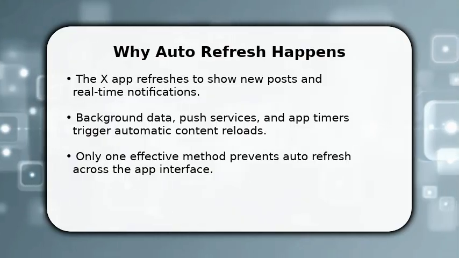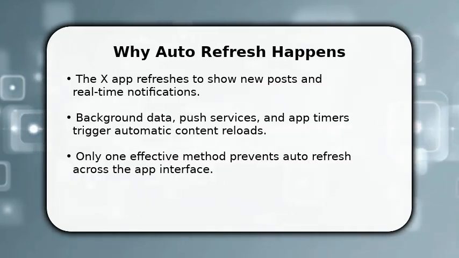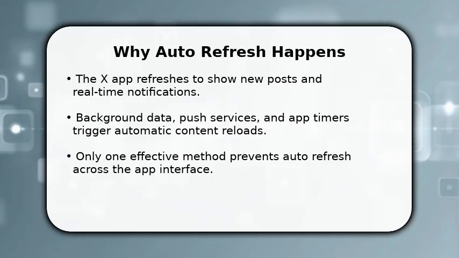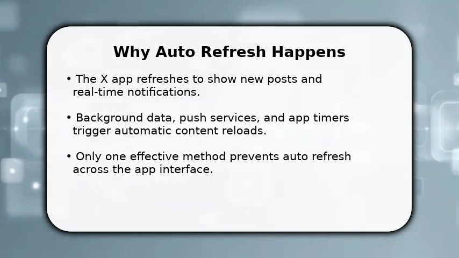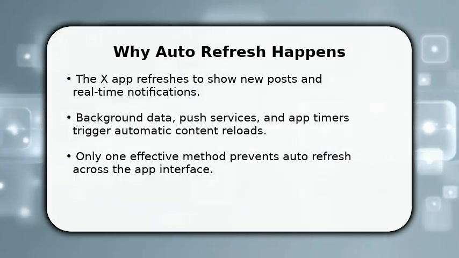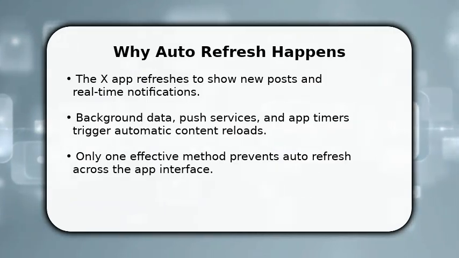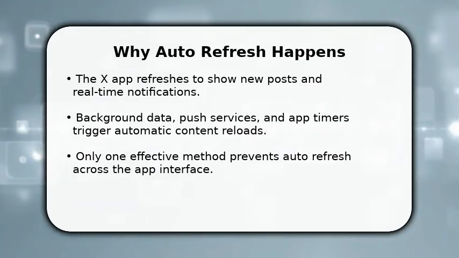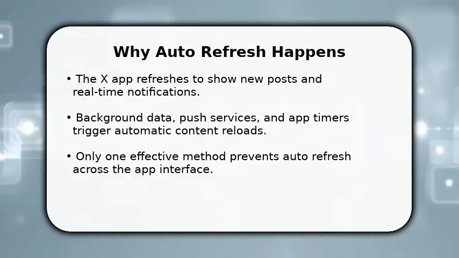The X app refreshes to show new posts and real-time notifications. This behavior uses background data, push services, and app timers to trigger reloads. Many settings appear related, but do not fully stop every automatic refresh. You must change the app permission that enables background activity to stop this. That single permission controls the app's ability to fetch and display new content without your input.